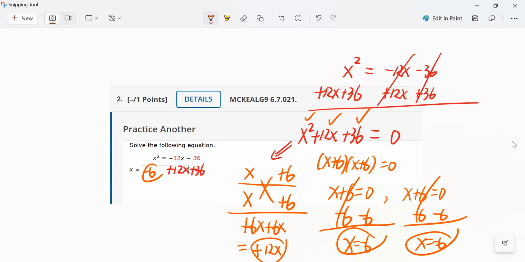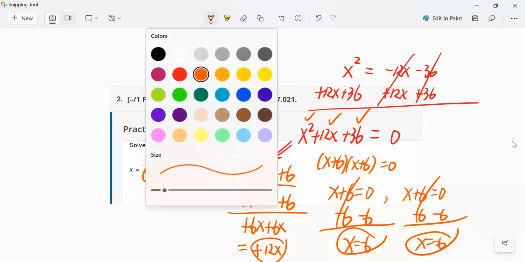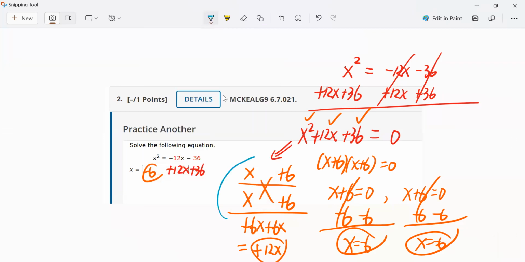So Sarah, which part did you get confused? Do you mean the factoring part? This part? The factoring part gets me confused too. How about the first step, like adding 12x, adding 36? Is that clear to you, how we get this equation here? I guess not. It's more like, why do the negatives turn positive?